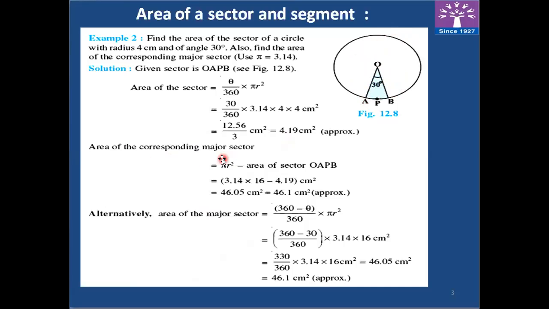So the area of the corresponding major sector is the circle's area pi r square minus the area of sector OAPB. So pi into 4 square, 16, gives 46.05, that is approximately 46.1, which is the area of the major sector. Alternatively, if we want to use the formula for the major sector, then pi r square minus pi r square theta by 360. Take pi r square common, 1 minus theta by 360, that is 360 minus theta by 360, which will give you the area of the major sector.